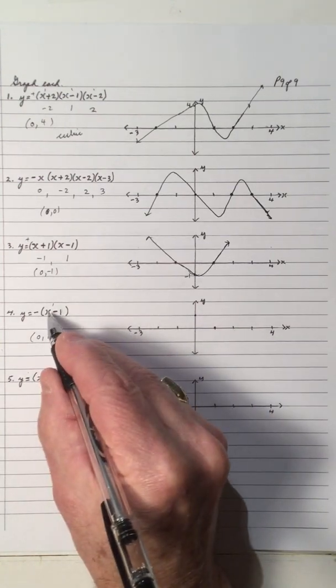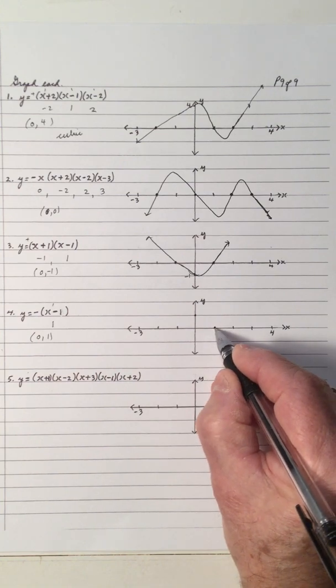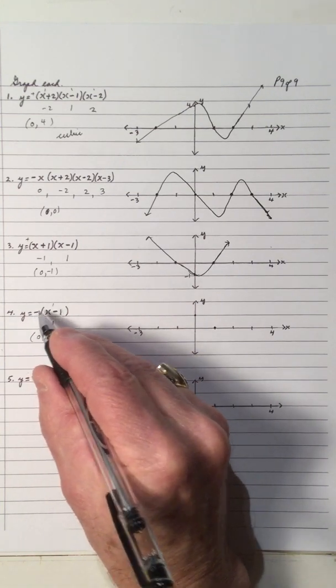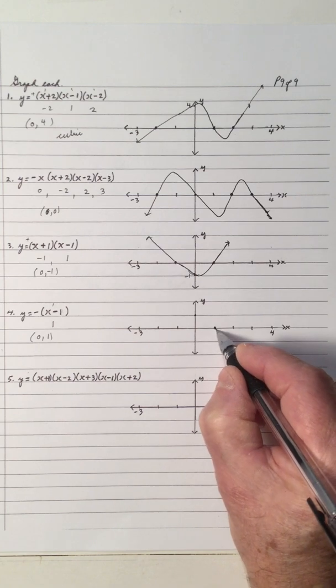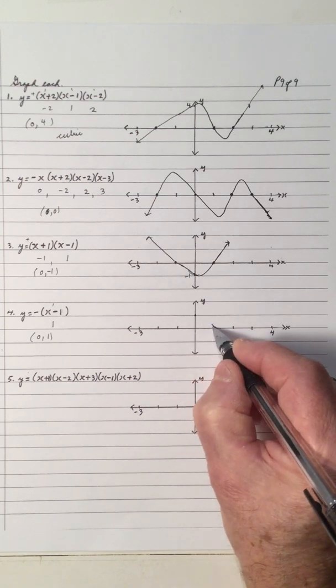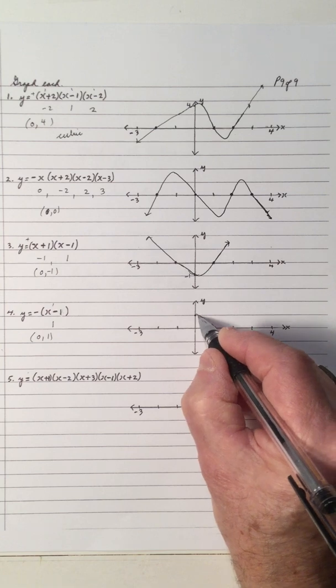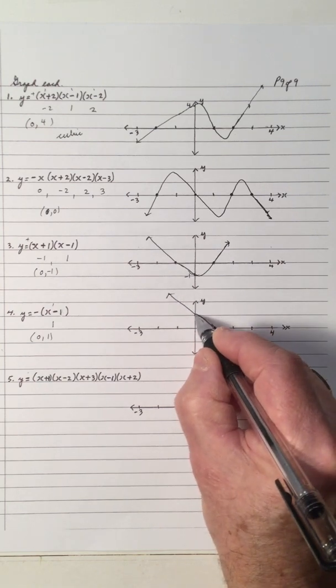So this is a linear, and notice this is the only x-intercept. Because it's negative, it's moving down. So there it is going down. It comes back up, but there are no more x-intercepts, so we have to keep on climbing. And there it is. It's linear.